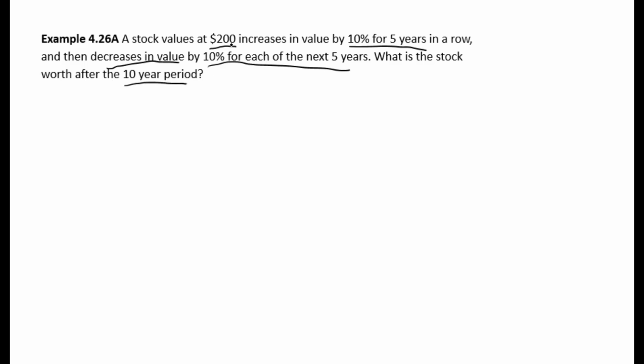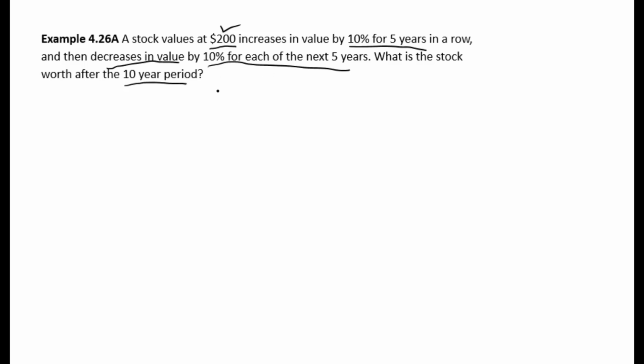Well, maybe your intuition will say, well, if it goes up by 10% for 5 years and then goes down by 10% for 5 years, then it's going to wind up to be the same as it started. That intuition is not going to work. One of the reasons is that if it goes up by 10% the first year, the second year it goes up by 10% of the new value. So it's not going up by a constant number or going down by a constant number.